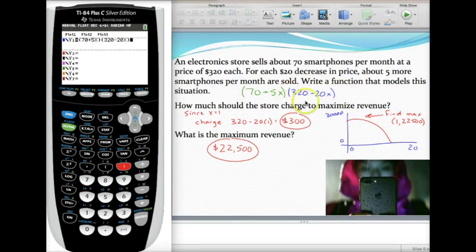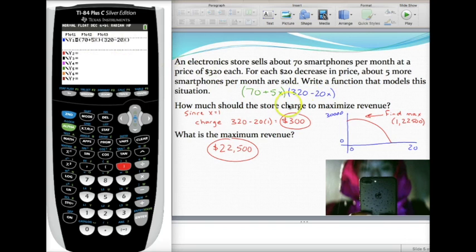Second parentheses will be about how much you're charging, or your price. Again, we're starting out with $320, but we're decreasing the price $20 this time. So 320, my initial price, minus 20 times X, which again is how many times you're changing the price. This time we're changing by $20, so I'm subtracting 20X. So that's where that came from. Here's my equation typed in.